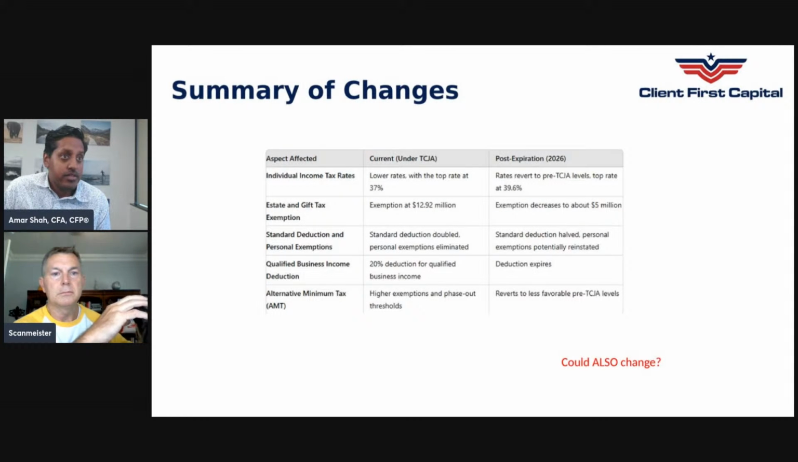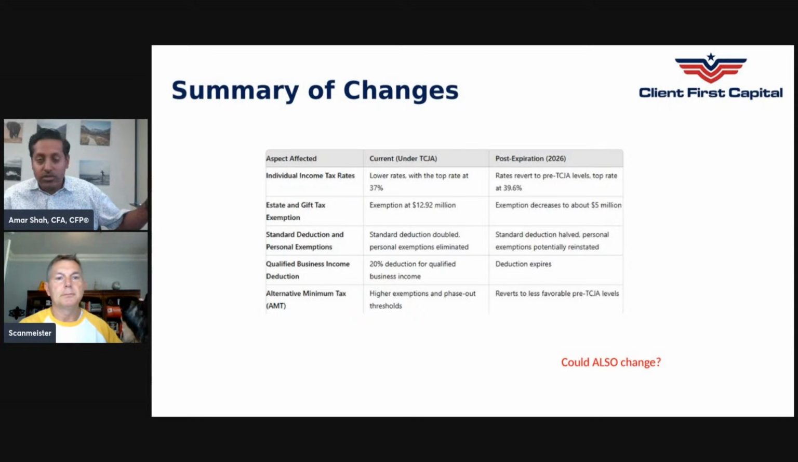Next slide here is just kind of a brief summary, right? So the highest tax rate now is 37%. Potentially could be 39.6, right? Your gift tax exemption right now is 13 million something, could decrease to 5 million inflation adjusted.